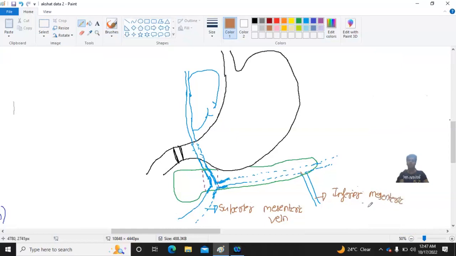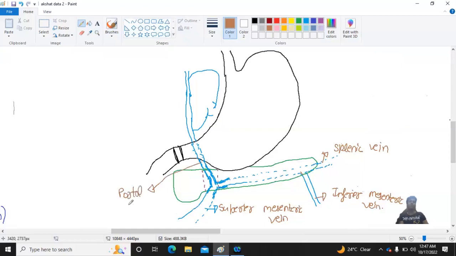Mesenteric vein. Then these both veins. This is the splenic vein. These both combine, and this splenic vein combines with the inferior mesenteric vein and then joins with the superior mesenteric vein, and this forms the portal vein. This is called the portal vein.